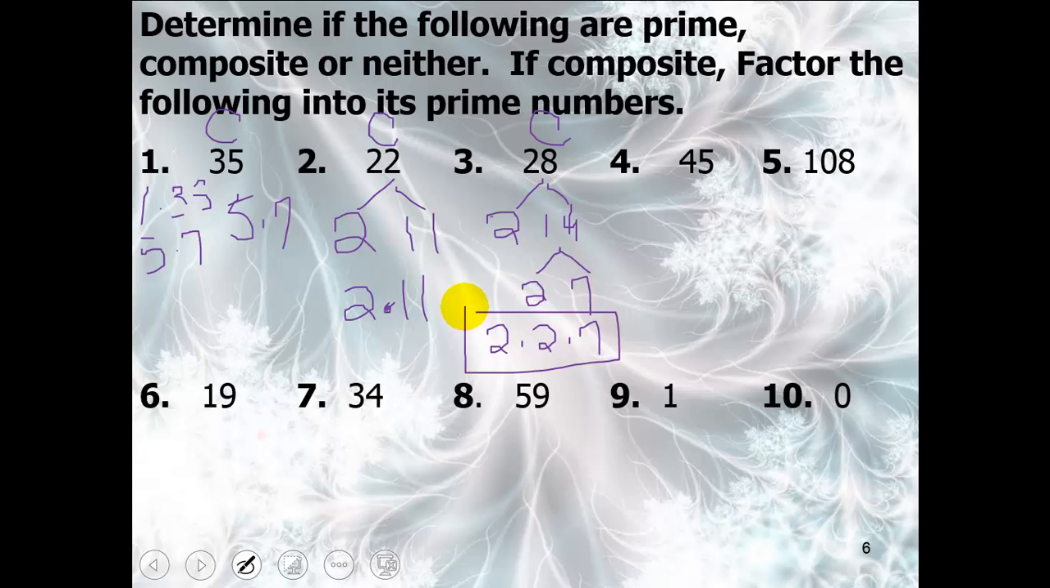45. This ends in 5, so I know that I can divide by 5, and that gives me 9. This has to be a composite. And then 9 is 3 times 3. So the prime factorization of 45 is 3 times 3 times 5.